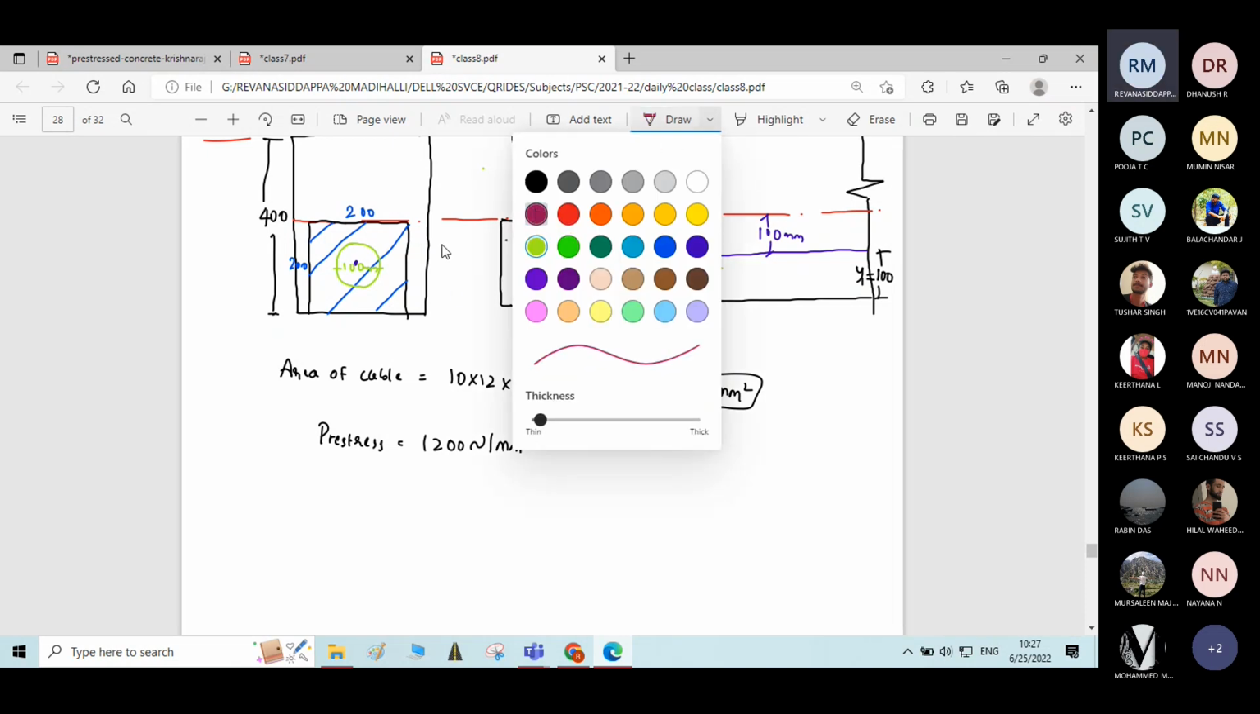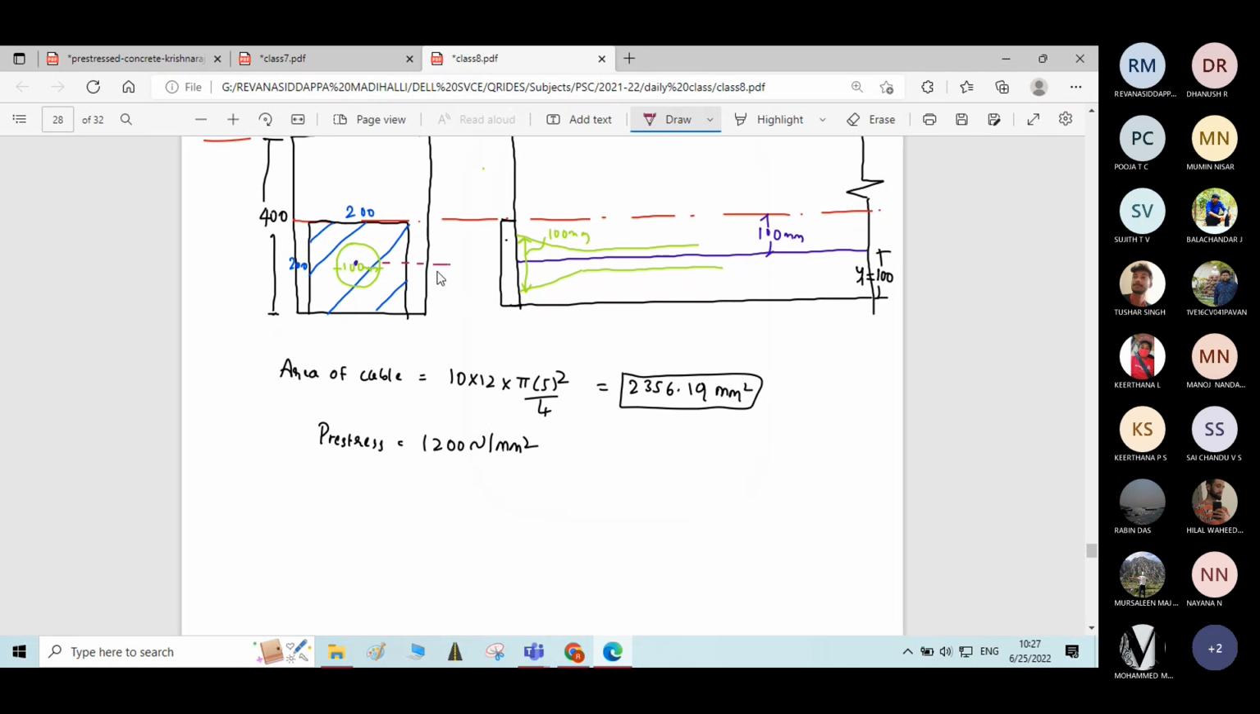So you will get the y1 value here. Y1 means distance of the nearest extreme fiber from cable. It is total is 200. 200 divided by 2 is 100 mm. Or directly it is given cable is situated at 100 mm from central axis. Therefore, from bottom fiber it will be 100. Y1 is equal to 100. And eccentricity is given as 100. Okay. So this is what the given data.